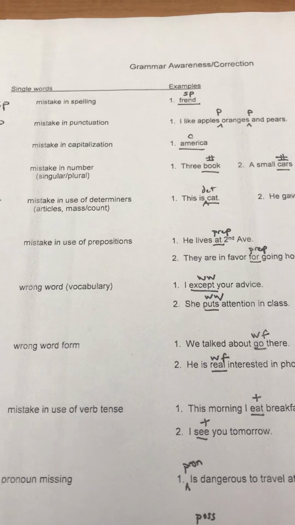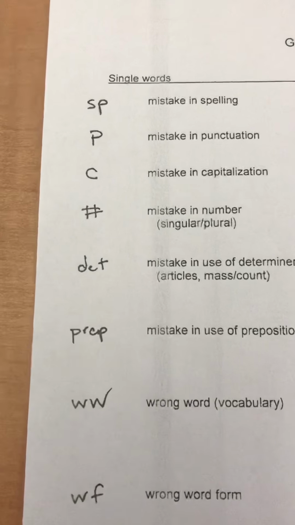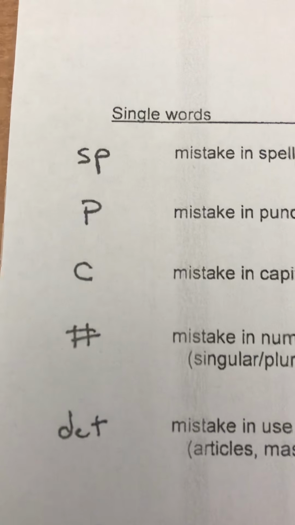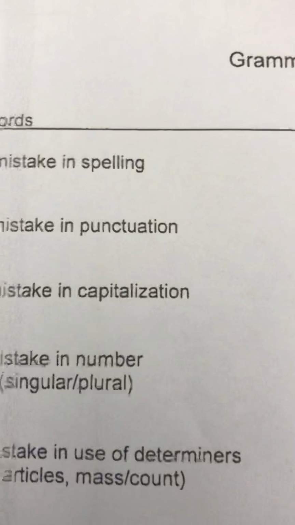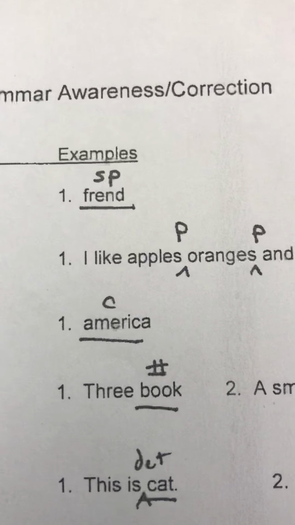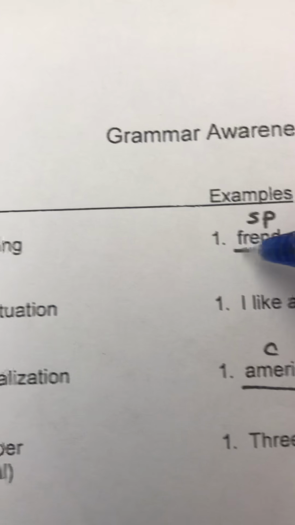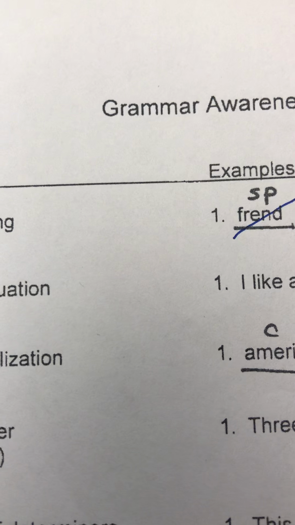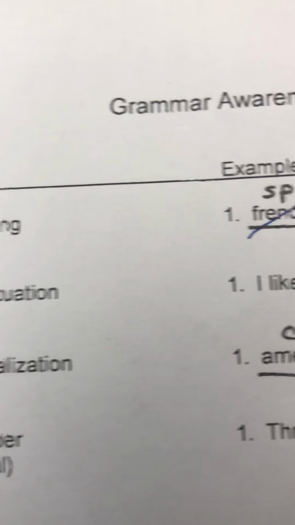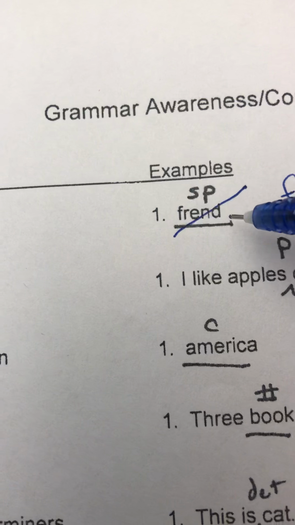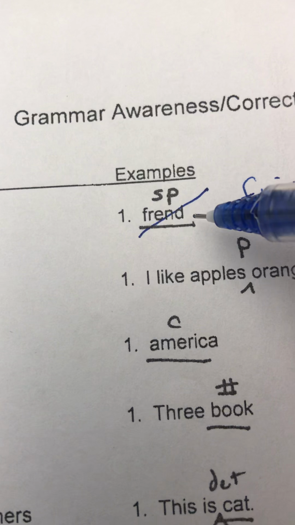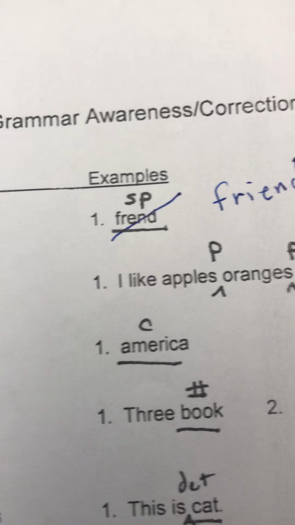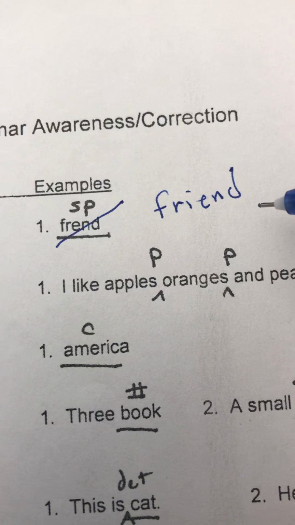And instead of fixing them myself, I'm going to give you one of these symbols. For example, an SP means a mistake in spelling. For example, the word friend is wrong. You need to cross that out and put F-R-I-E-N-D. So do you see how the SP is written here above the word friend? So if I do that in one of your documents, that's what you need to do. You need to figure out how to fix it yourself.